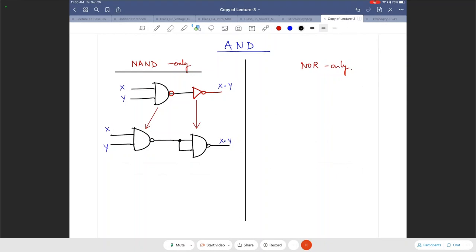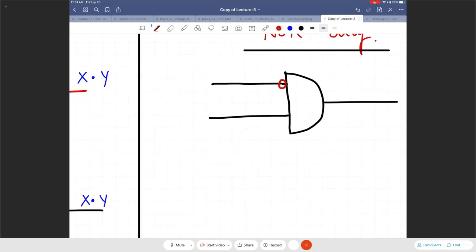All right, let's do a slightly more complicated one. NOR only. Again, I start with the same AND gate. Where should I put the bubbles to go to NOR? The input side, the output side. The input, yes, you got it. So let me add bubbles at the input side. I need two of them. I added two of them.